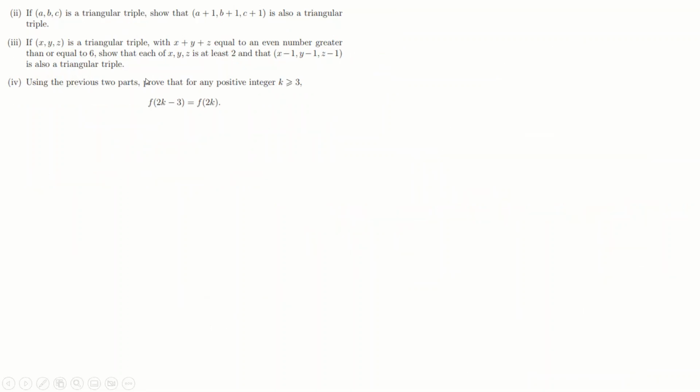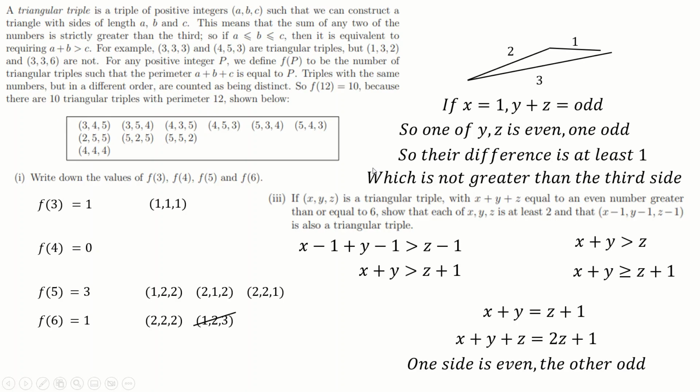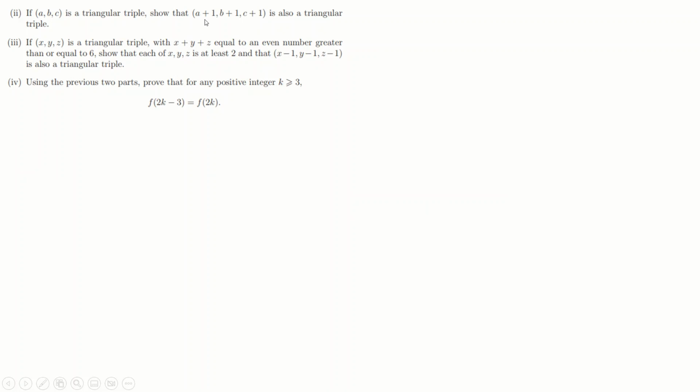But anyway, we're right up to the end of the question here. We've done this, we've done that. Use the previous 2 parts, prove this. Now, if f of 2k equals n, say, so k is just a number, this is the number of triangular triples with a perimeter of 2k. We've just decided that if you add 1 to every side, you also get a triangular triple. But also if you take away 1 from every side, you also get a triangular triple, if the perimeter is even, which it is because I've written it as 2k.